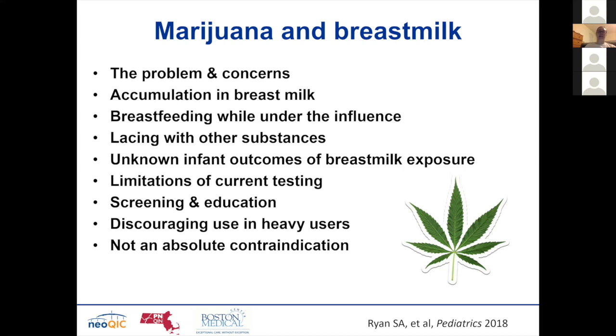And so I think that screening and education piece is what we've emphasized the most, and we have not considered it an absolute contraindication for all of the reasons stated, that it's really hard to test for like we can for some of these other substances. And really we're taking these on a little bit more of a case-by-case basis, but there is no, I think, standard that is agreed upon at this time.